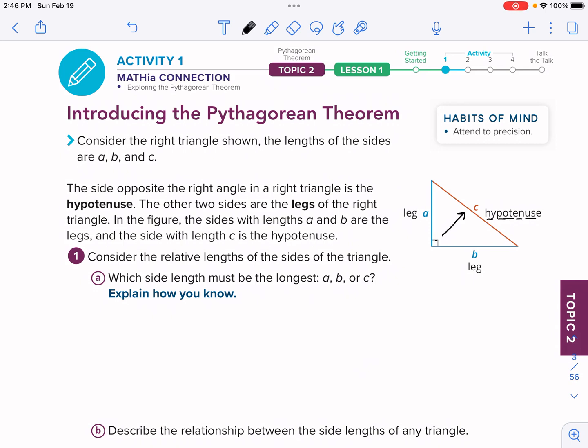And then here, the other 2 sides are the legs of a right triangle. We're noting this with A and B. These are interchangeable, A and B, just like how you all have 2 legs, right? This triangle has 2 legs as well. So 2 legs and a hypotenuse. So A, we actually already answered which side length must be the longest. The longest is the one that's always the biggest, the hypotenuse. That's because the angle is opening up wider, and it's always going to be the one that's opposite of the right angle.